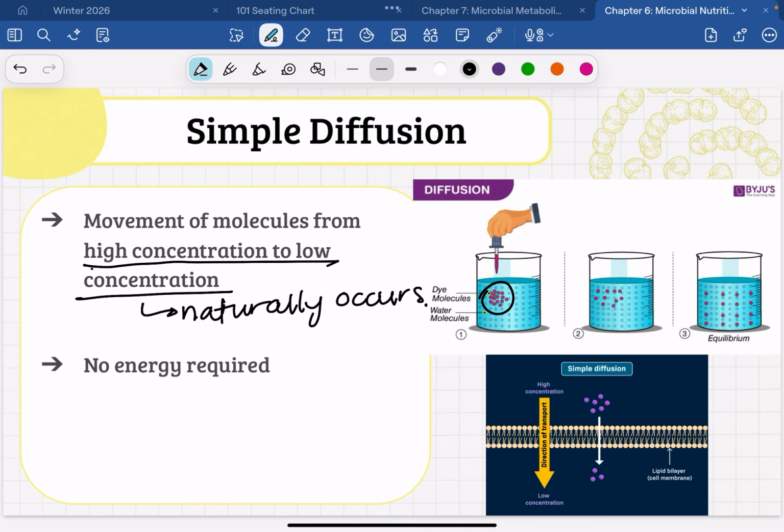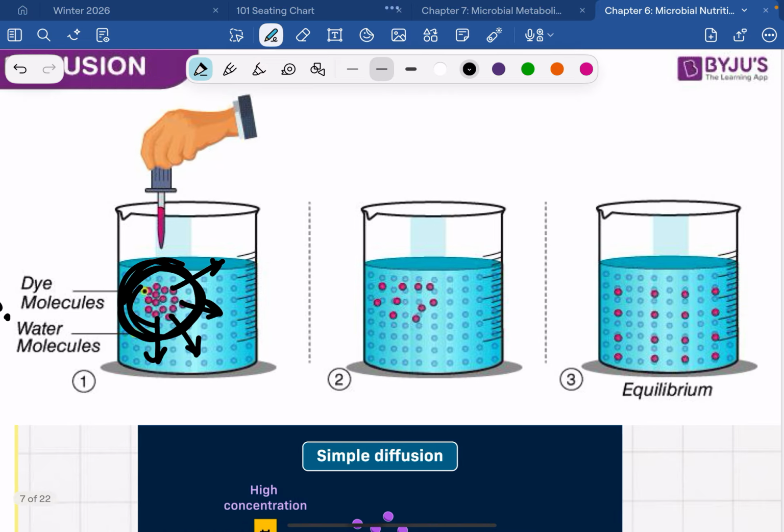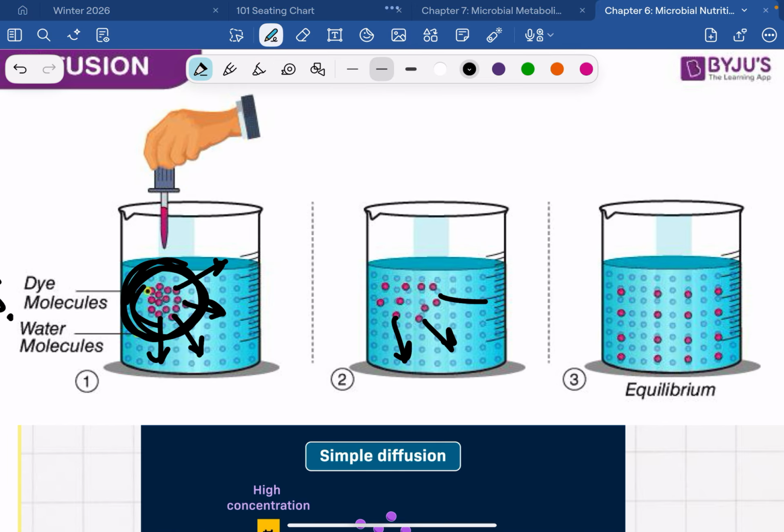And in order for that to happen, the movement is always going to be from high concentration to low concentration. Okay, so from where there is the most of something to where there is the least of something. So in our example here, there are more dye molecules in this one spot than there are anywhere else. So those dye molecules will move out to where there is less dye, and they will continuously move until there are equal amounts of dye molecules distributed amongst the water.